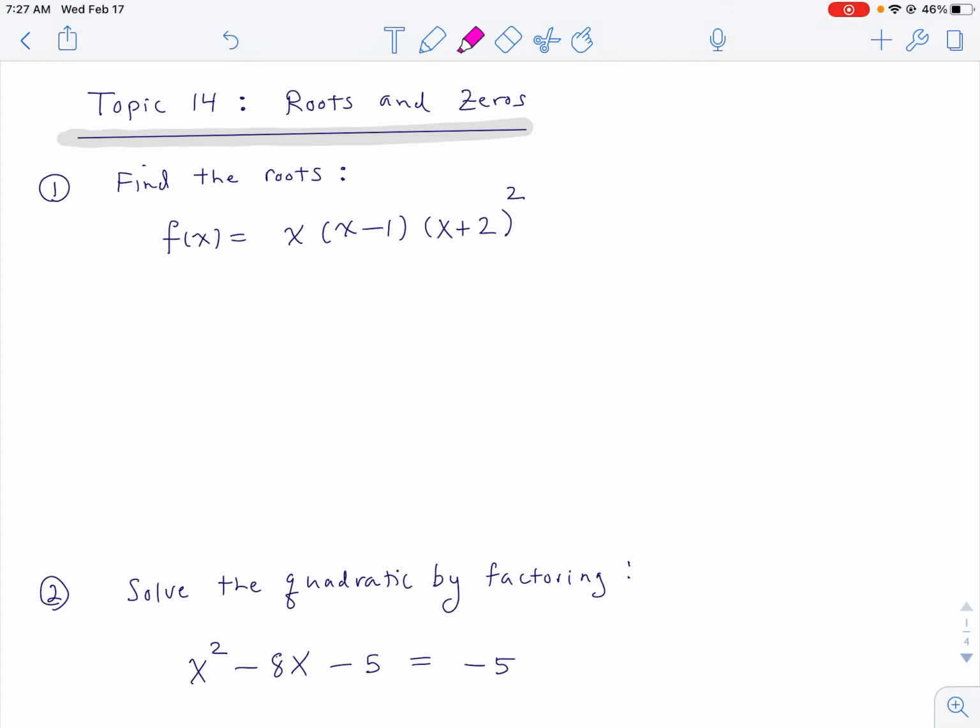Hello, Algebra 2. It's been quite a while since we had class, so I thought I'd make this video to go over the current topic. The current topic is topic 14, roots and zeros.